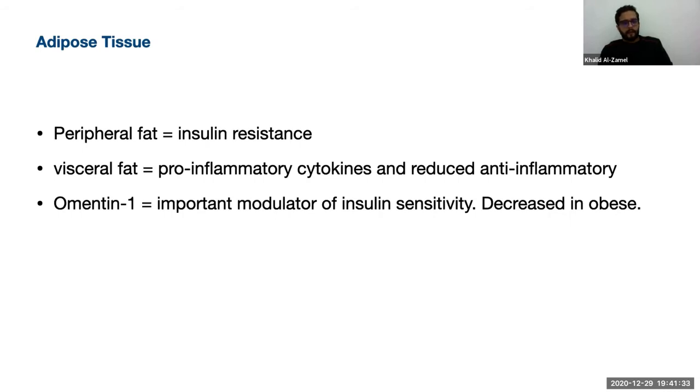like the adiponectin. One of the modulators that is linked between the adipose tissue and the gut regulation of body weight is omentin-1, which is a very important modulator of insulin sensitivity. It increases the insulin sensitivity and decreases the insulin resistance. This is decreased in obese patients, and after bariatric surgery, it will increase.